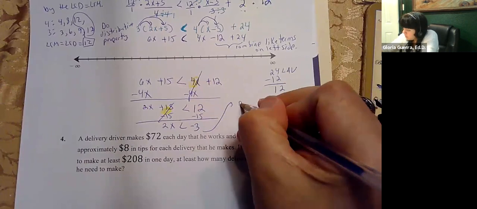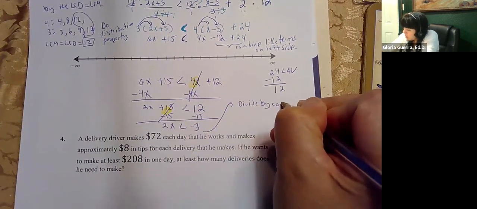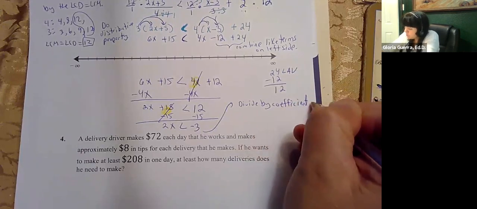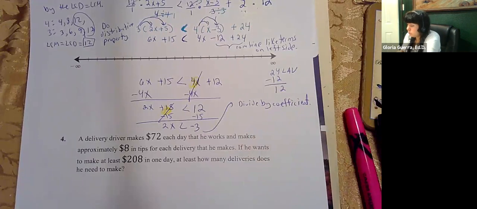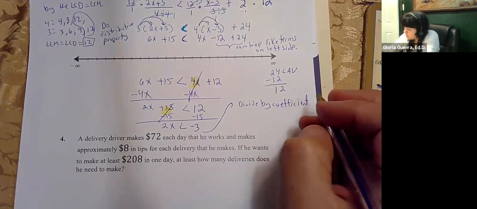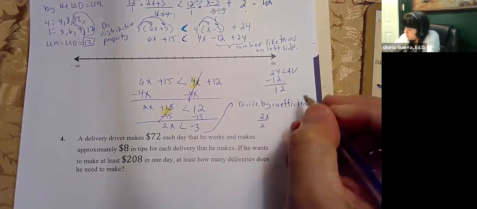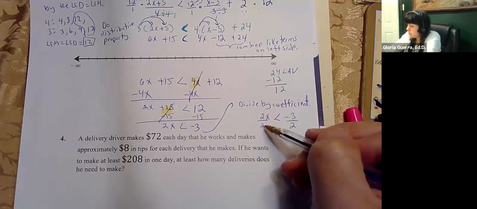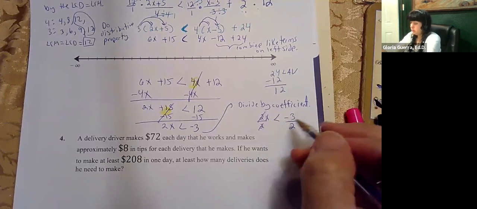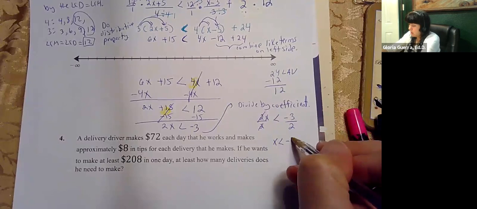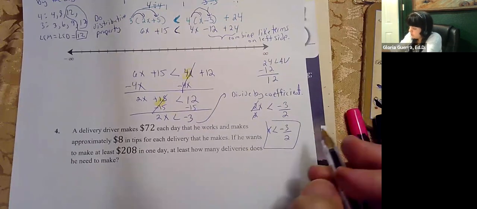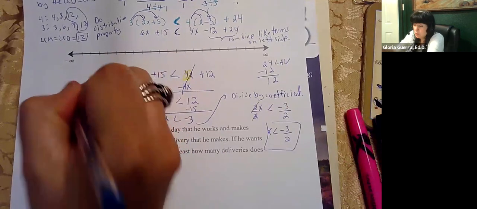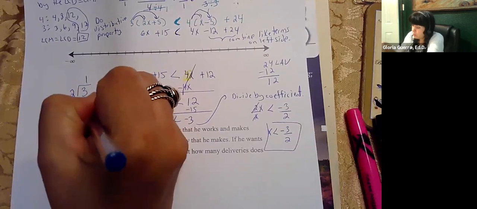And now I'm going to divide by the coefficient. So I'm supposed to divide by the coefficient, so divide by 2, right, class? And does the direction of the inequality change? No, it stays the same. And the value of 3/2 is what? Let's see, 3 divided by 2. 1 and 1/2, yeah.